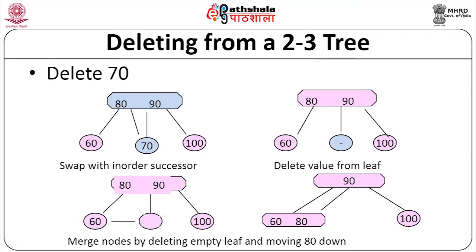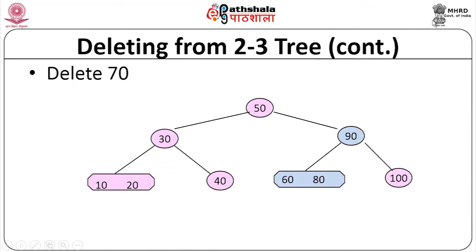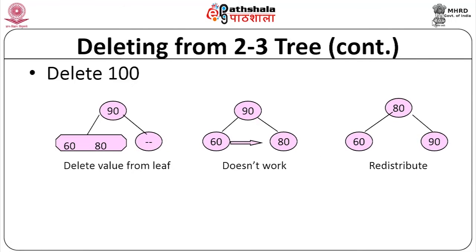So, now let us assume that we want to delete 70. Suppose we want to swap with the in-order successor. So, we have swapped the in-order successor and deleted the value from the leaf. Then you merge by deleting the empty leaf and moving the 80 down. So, this is what we have done, this is the deleting of 70, and finally, this is the tree that we will get after the deletion operation.